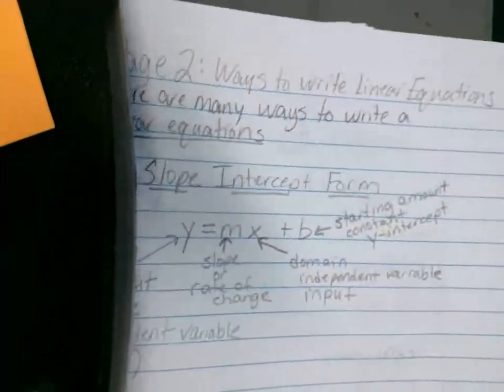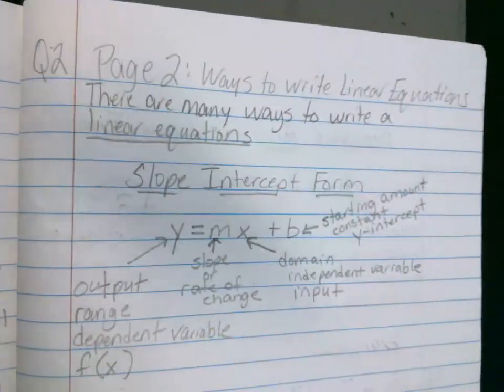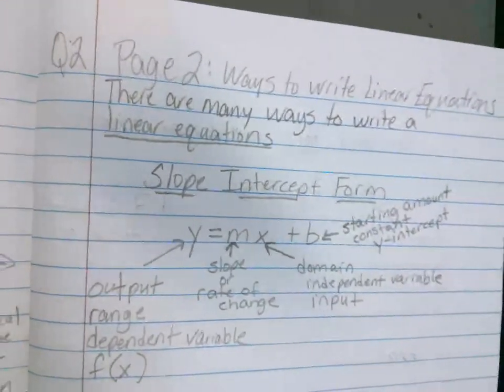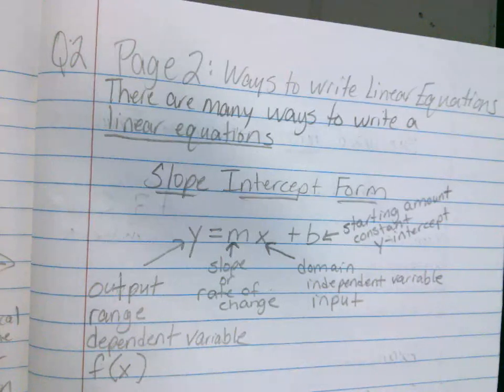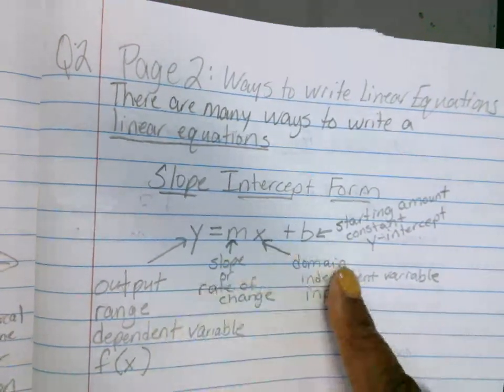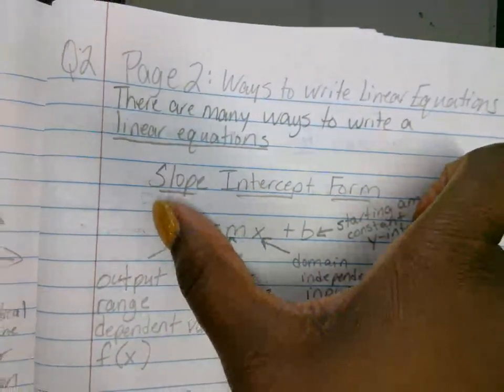On page 2, we talked about different ways to write a linear equation. A form is the way something looks, like a Taco Bell uniform or a UPS uniform. It's just the way that it looks. So when equations look like this, it's written in the slope-intercept form.